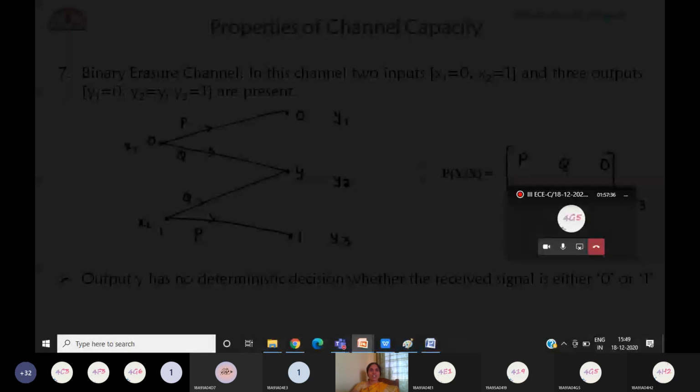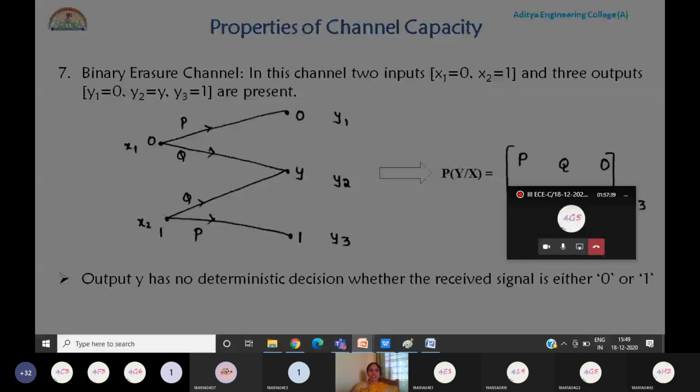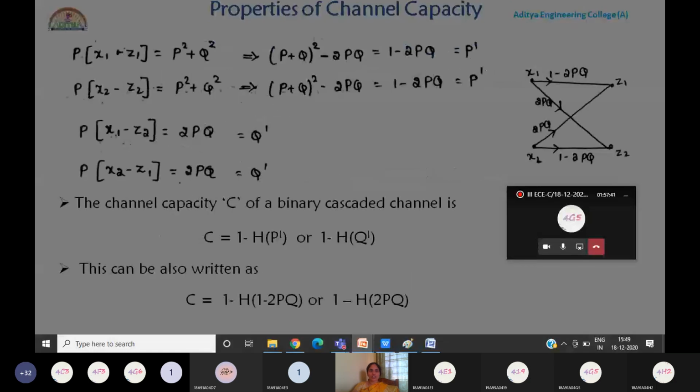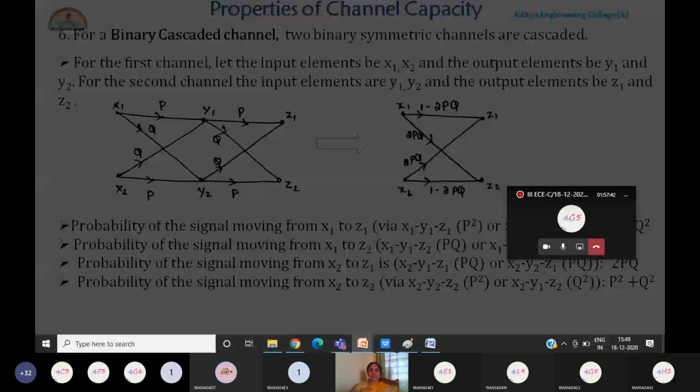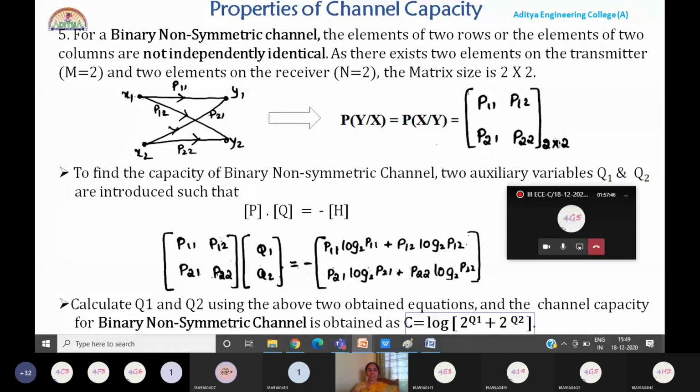Okay, the next channel is the binary erasure channel. We can discuss it in tomorrow's class. And after that, we can continue with the Shannon-Hartley theorem, that is, the capacity of a Gaussian channel.